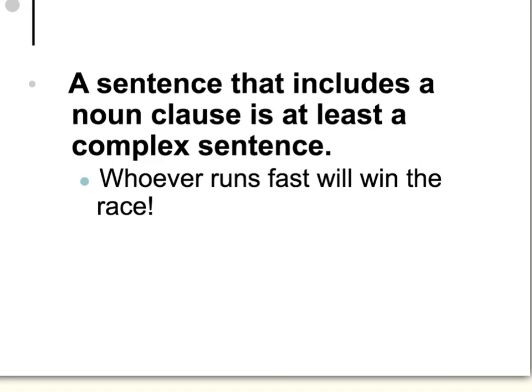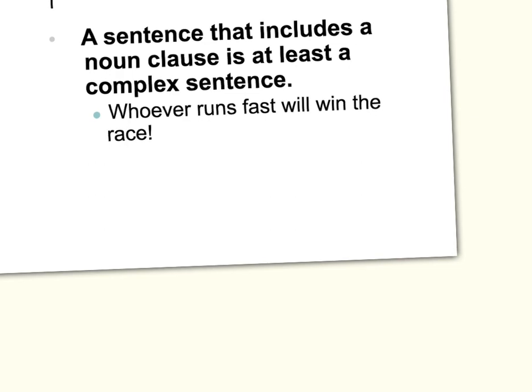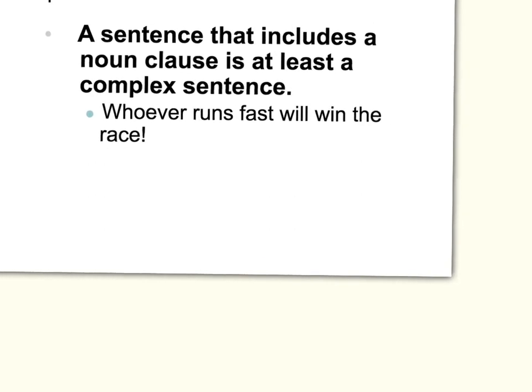Remember, a sentence with a noun clause is at least a complex sentence. You have to account for the noun clause even though it has an integral, essential function in the sentence. For example, here we've got whoever runs fast will win the race, just like the other example. Runs is the verb, whoever is the subject, will win is the verb, race is the DO. Whoever runs fast is a subordinate clause. It's acting as the subject. Whoever runs fast will win the race counts as one independent.